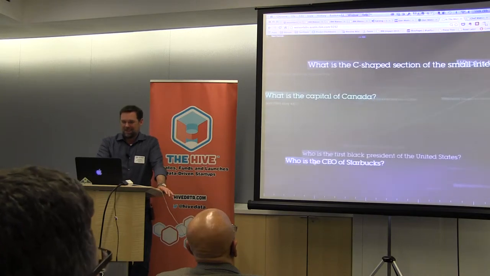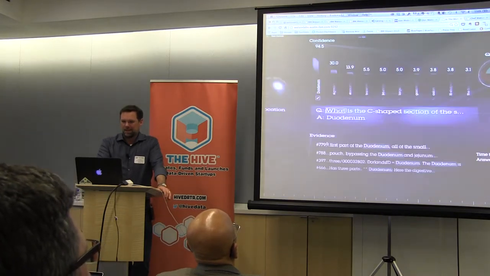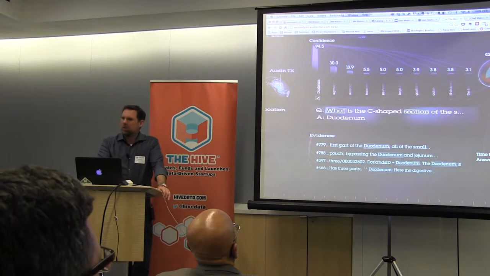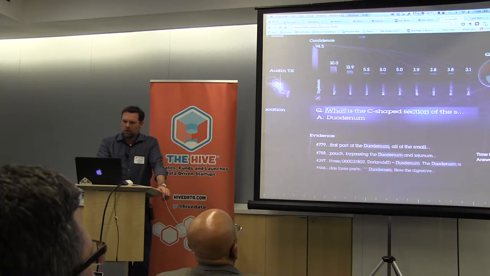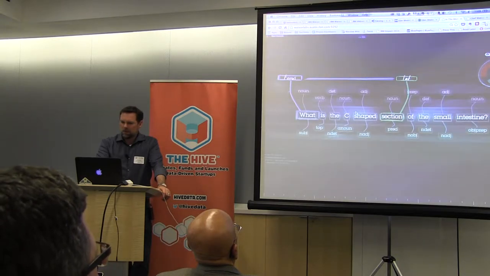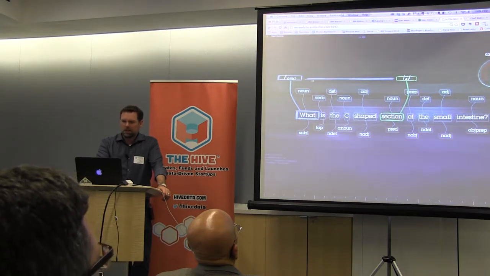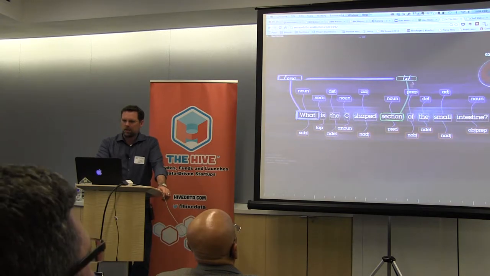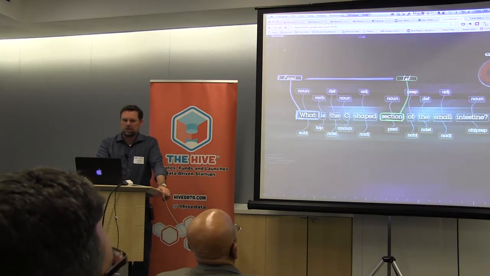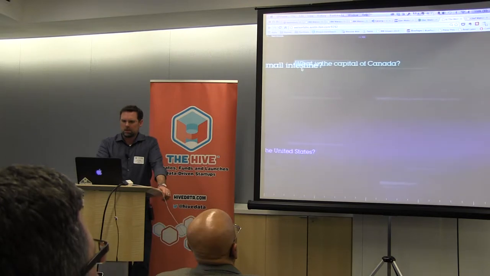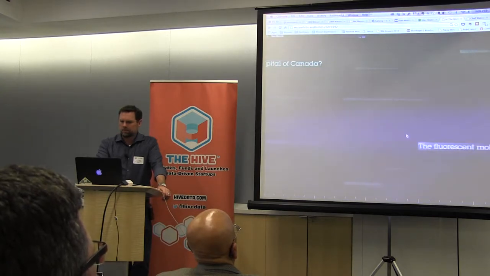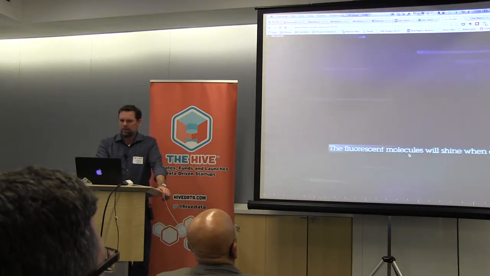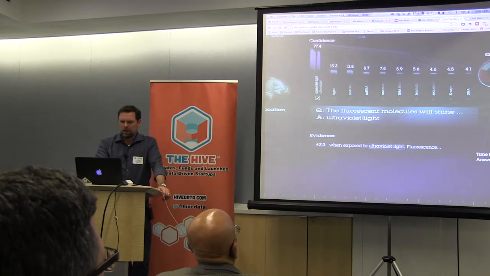And then, once we've done that, we're generating evidence, and we can visualize the pathways, and we can say, well, what is this one? C-shaped section of the small intestine. So the focus word is what, and section of the small intestine is the salient part, and in this case, duodenum was the answer. Oops. Kind of a visualization without interactivity.